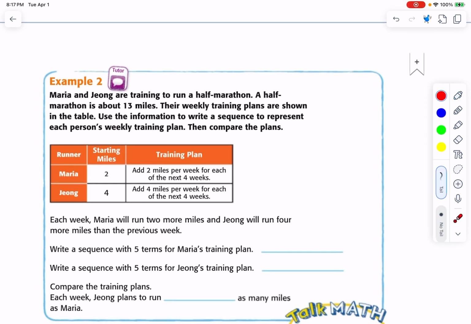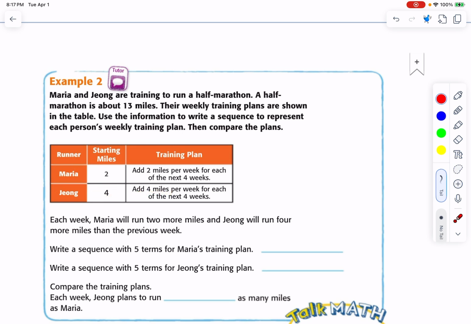All right, let's look at example number 2. Maria and Zhong are training to run a half marathon. A half marathon is about 13 miles. Their weekly training plans are shown in the table. Use the information to write a sequence to represent each person's weekly training plan. Then we'll compare the plans. Maria started by running 2 miles, and she adds 2 miles per week for the next 4 weeks. Zhong ran 4 miles to start with, and he intends to add 4 miles each week.